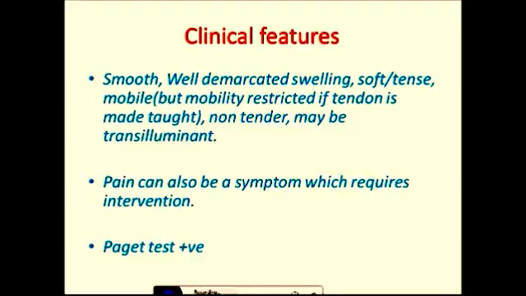The clinical features of a ganglion are: it is a smooth, well demarcated swelling which is soft or tense, maybe, which is mobile but mobility is restricted if the tendon is made taut. It is usually non-tender because it is non-infected, maybe transilluminant also. Pain can also be a symptom which requires intervention. Obviously, if there is pain, you require to intervene in this. Paget test is positive, you should remember.